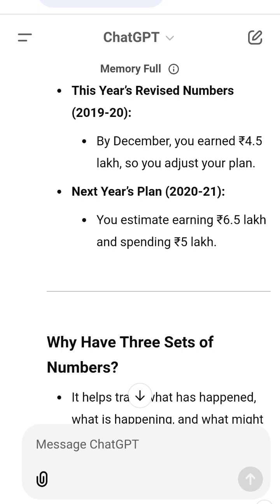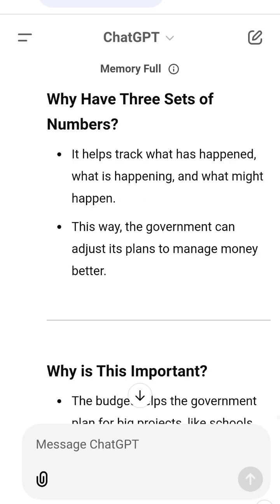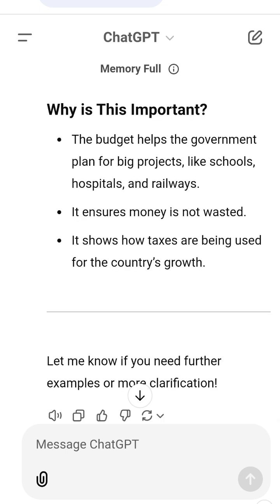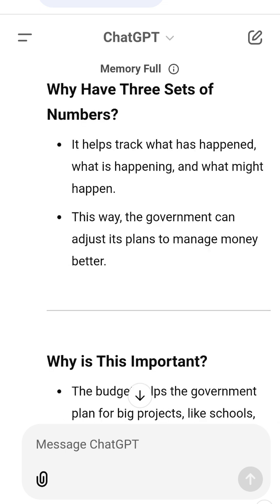Why is this important? The budget helps the government plan for big projects like schools, hospitals, and railways. It ensures money is not wasted. It shows how taxes are being used for the country's growth.